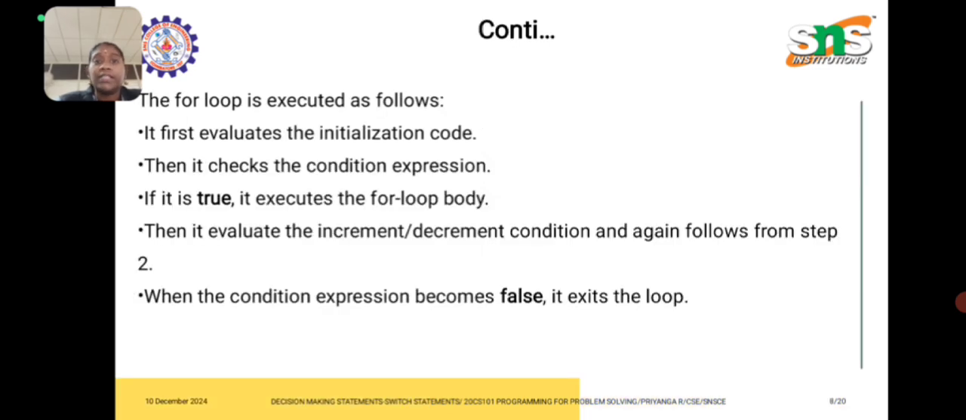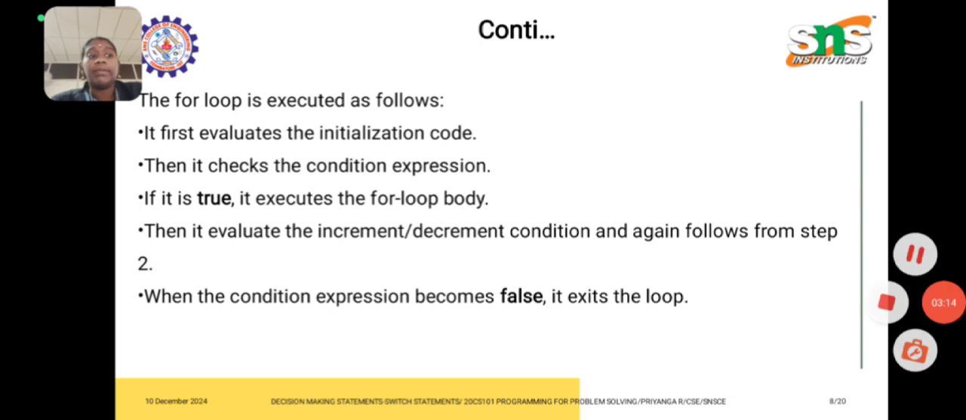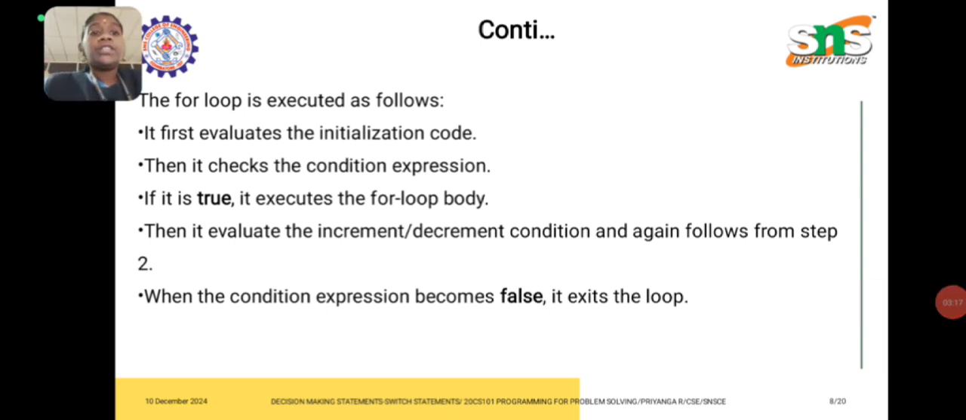The for loop is executed as follows. It first evaluates the initialization code, then it checks the condition expression. If it is true, it executes the for loop body, then it evaluates the increment or decrement operation. Then it again moves to the second step. When the condition expression becomes false, it exits the loop.